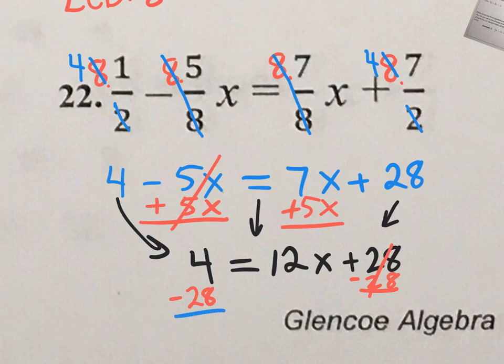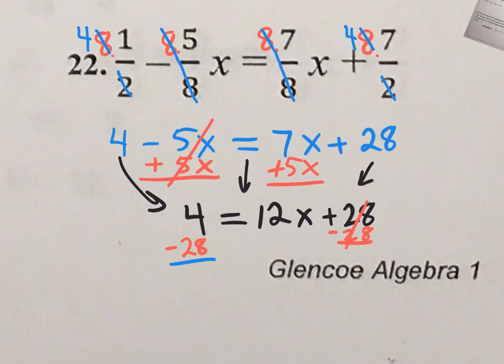What do I have left? I need more space. Okay, what do I have left? I have 4, take away 28. If I have $4 and owe 28, I will still owe 24. Bring down the equal sign, bring down the 12 with the x.